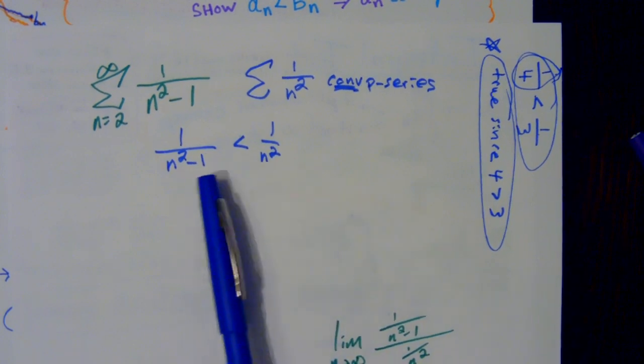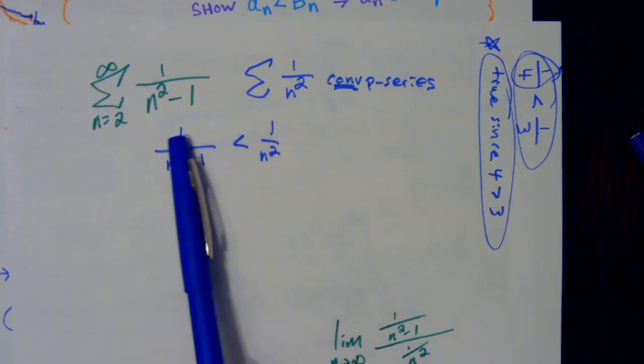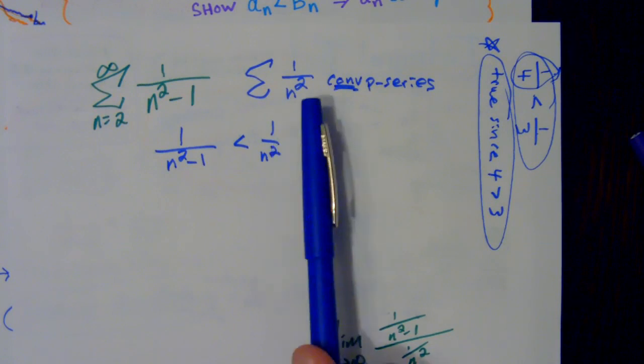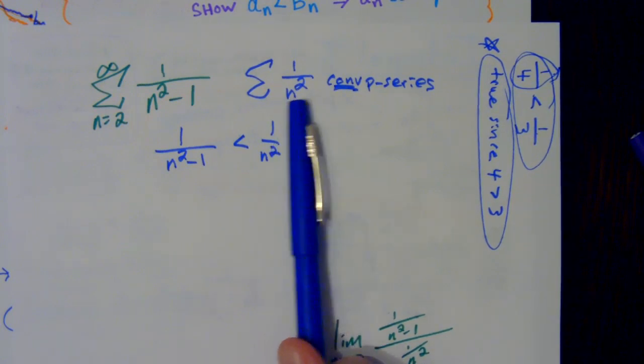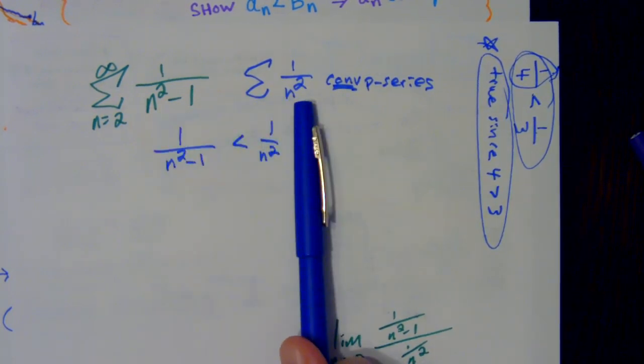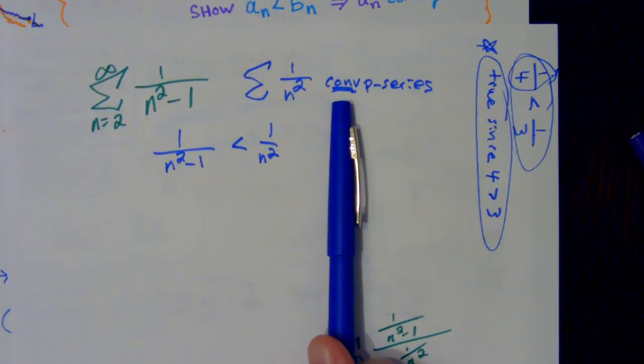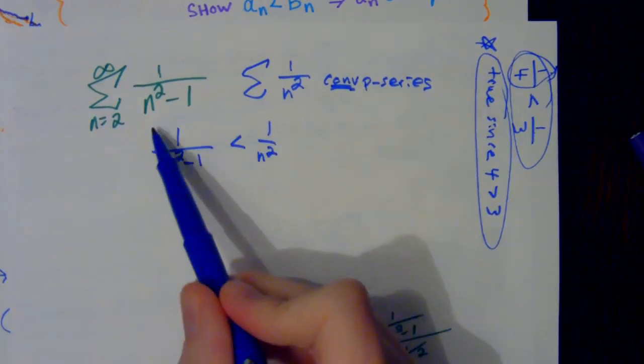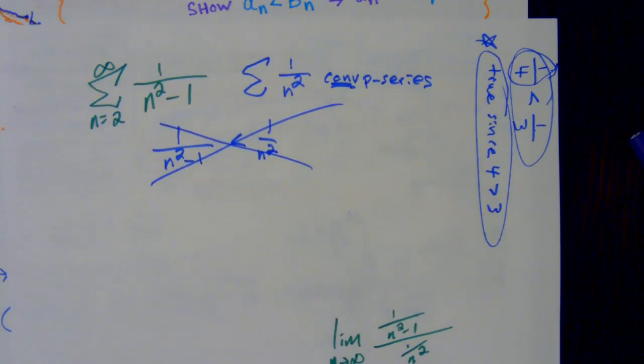All right, so what this means is either direct comparison is not going to work on this, or we chose incorrectly for that comparison series. There's nothing really else I can choose for that comparison series, so I know I chose that correctly. And that proof isn't working out. This means direct comparison is not working on this.